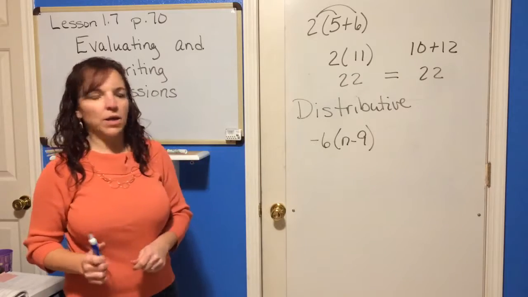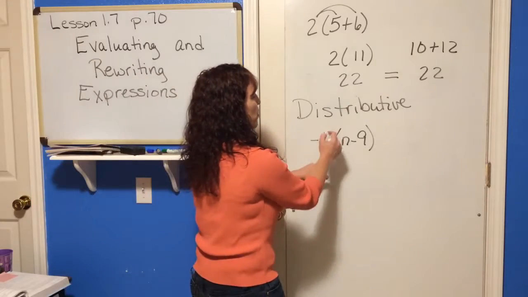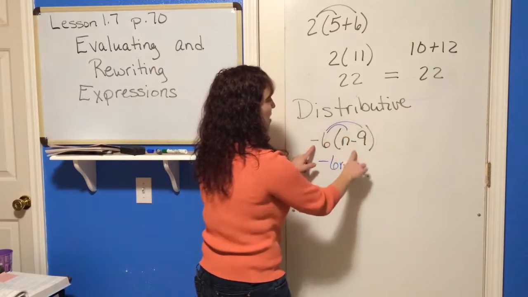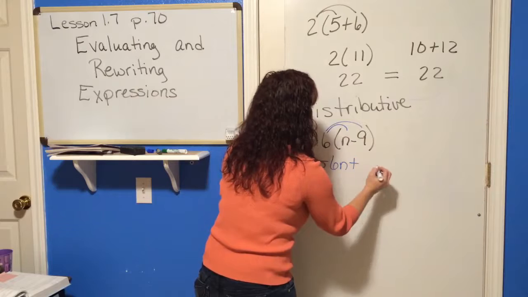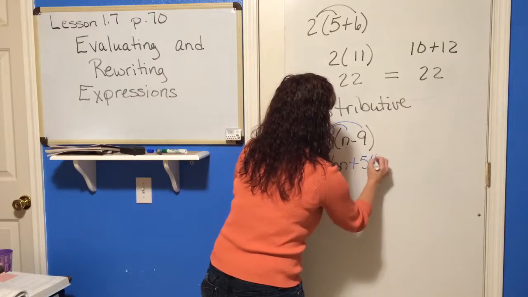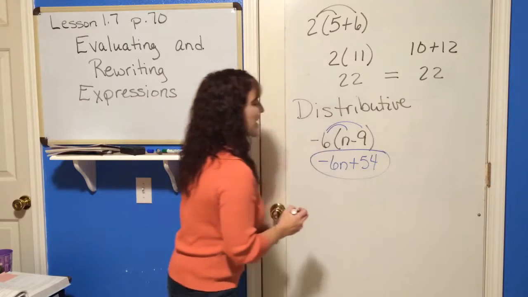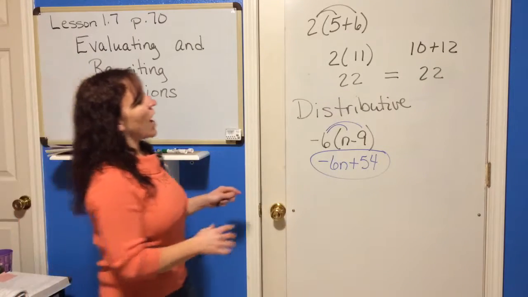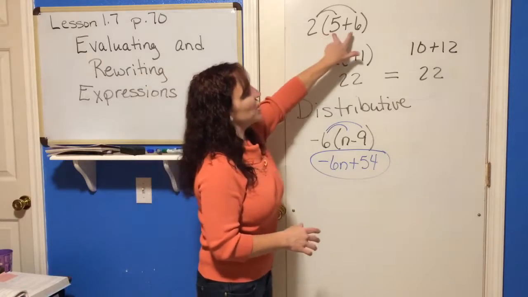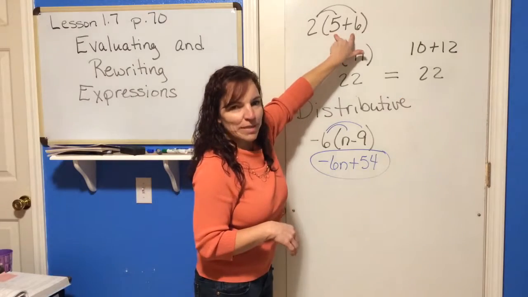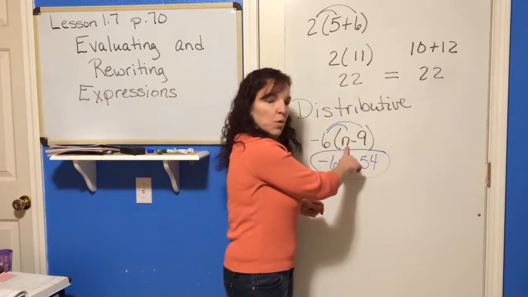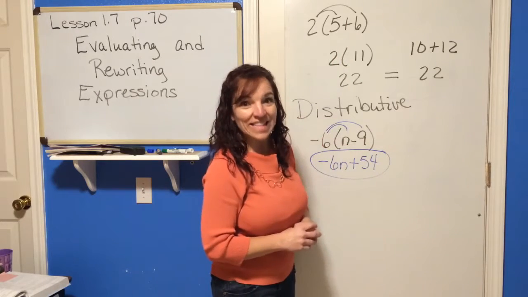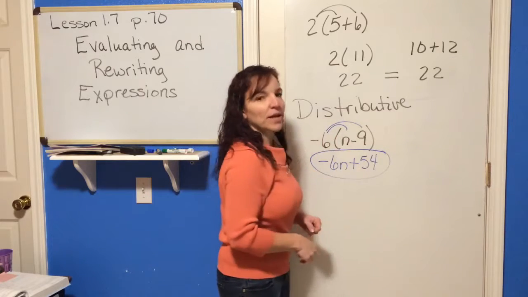All right, did you come back? Here we go. So we're going to distribute through. So a negative 6n, and then a negative times a negative is a positive. 6 times 9 is 54. So a negative 6n plus 54 is your answer. This is why this is helpful, because if you've got just numbers, then it's a lot easier just to add them together. But if you have a variable, you can't add n and a negative 9 because you don't know what n is. So this is where your distributive property comes in handy.